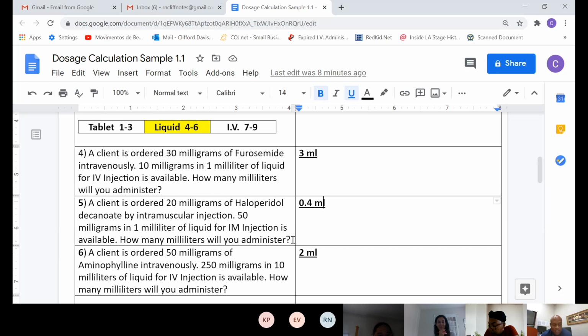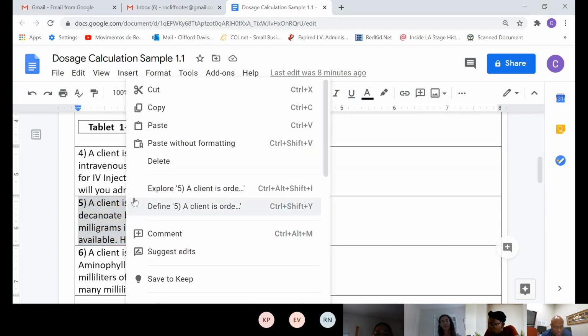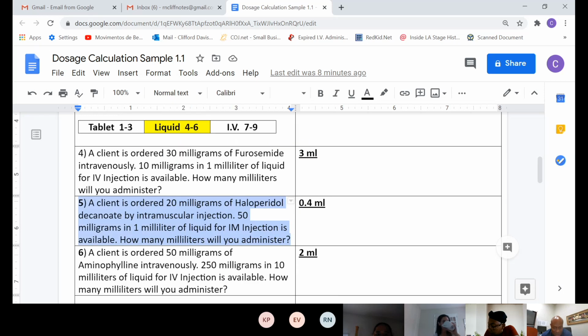All right, let me see. So, yeah, let's check out number 5 here. Number 5 looks just kooky enough to be perfect for us. Get rid of the milligrams. 50 goes into itself one time. 50 goes into 20 no times.